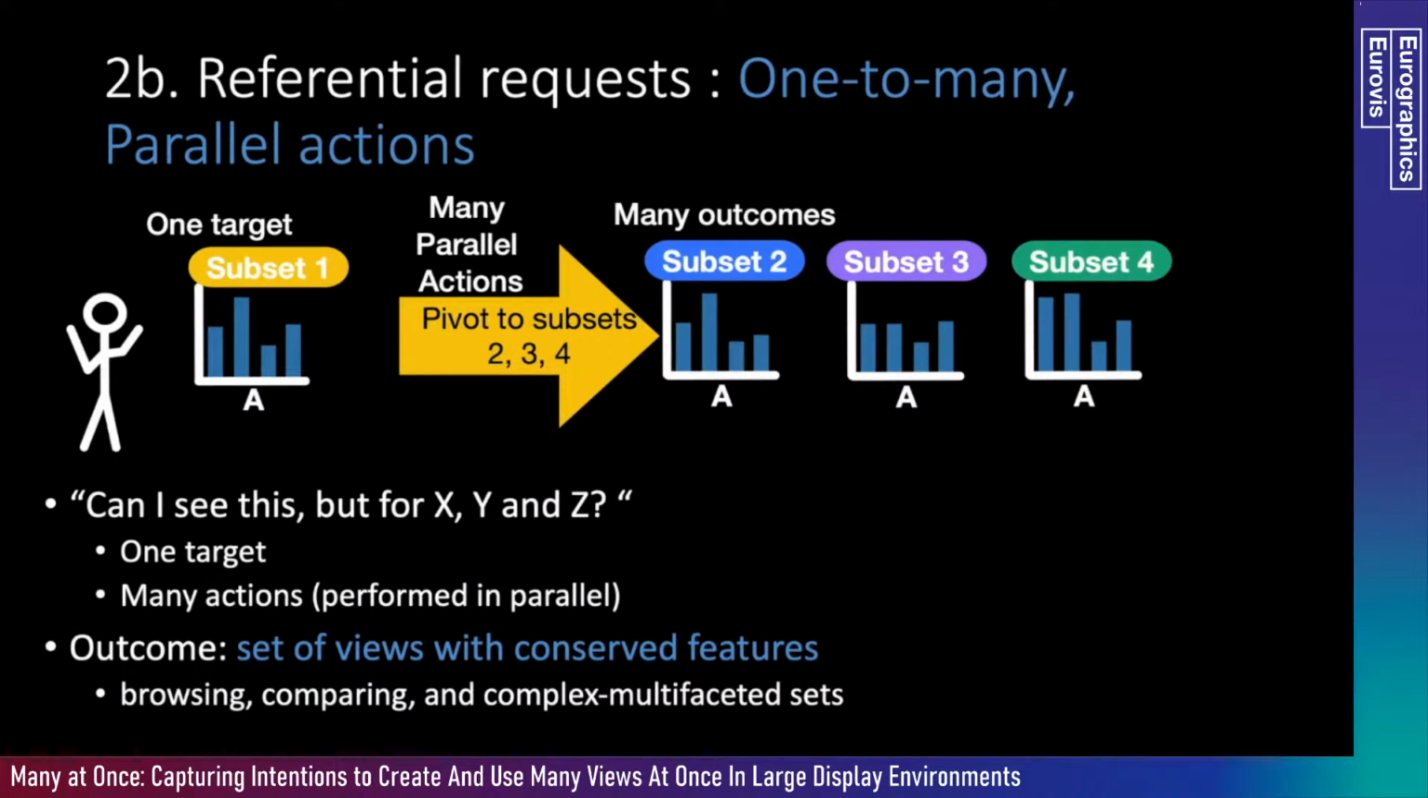Participants were able to scale up these referential actions to produce more than one view at a time. One way that they did this is through what we call one-to-many parallel actions. So participants would indicate one on-screen target, but express multiple parallel actions to perform on that target, producing multiple views, which had conserved features across those views. This, as before, also enabled browsing, comparing, and complex multifaceted tasks over sets of views with common features.